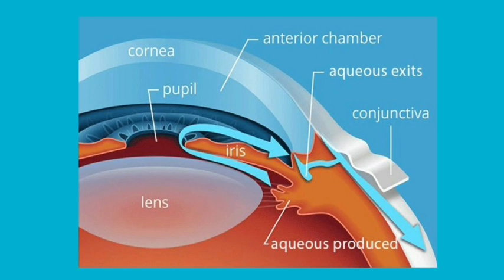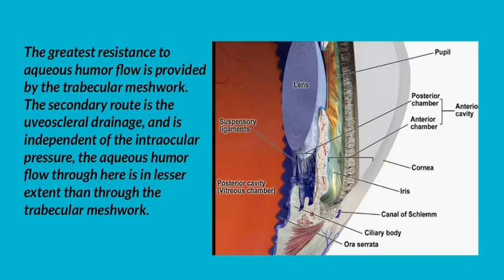This animation shows flow of the aqueous humor. The greatest resistance to aqueous humor flow is provided by the trabecular meshwork. The secondary route is the uveoscleral drainage and is independent of the intraocular pressure. The aqueous humor flow through here is to a lesser extent than through the trabecular meshwork.